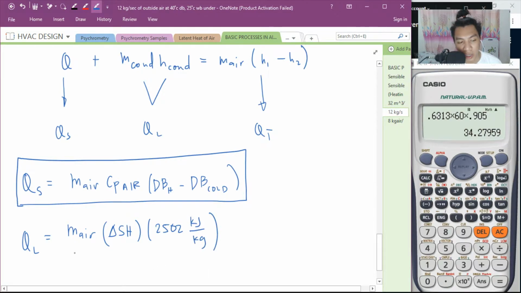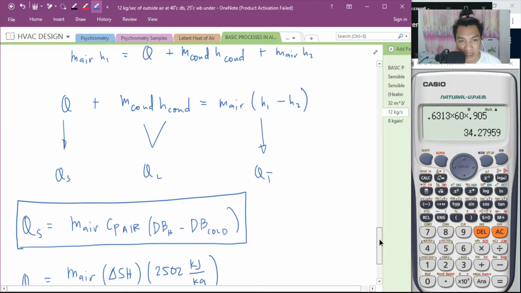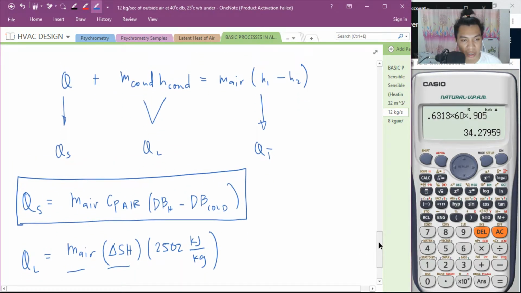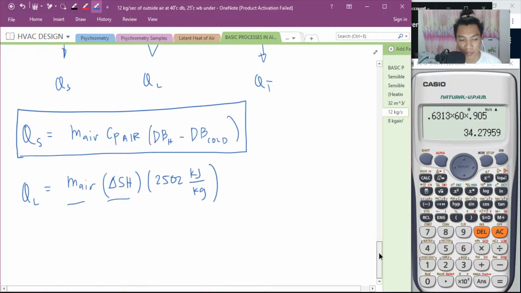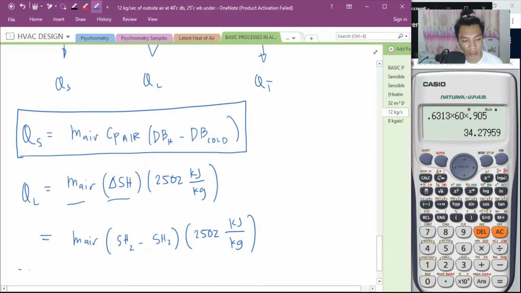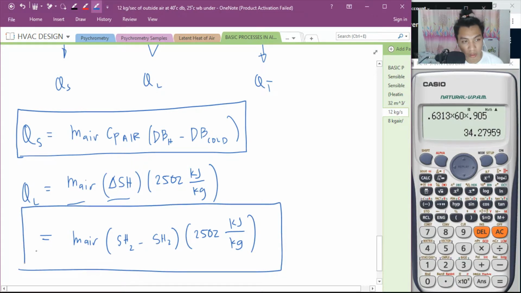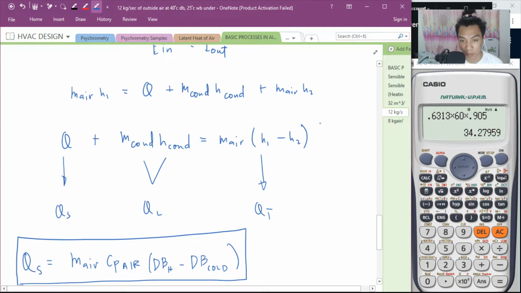Kung sa steam kanina, mass ni air or mass ni steam, tapos delta SH. Kaya lang, di ba itong mass ni air, tandaan nyo, yung mass ni air dyan is simply dun sa condensate times delta SH. O, extract natin. Mass ni air, SH nung high, minus SH2, tapos 2502 kilojoule per kilogram. That is for QL. And QT is still the same. Ay, ito pa rin ang QT mo.